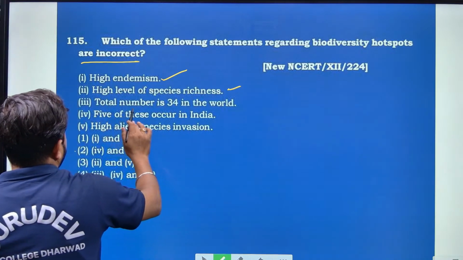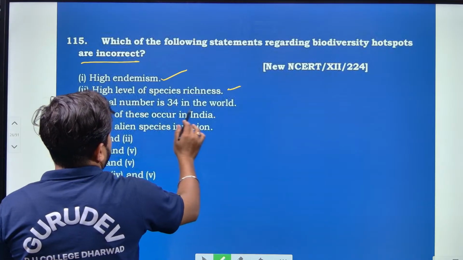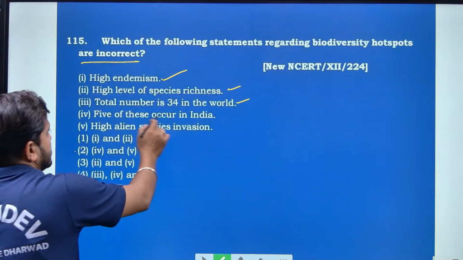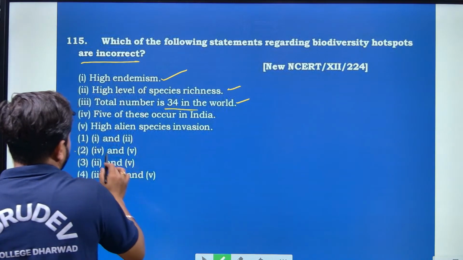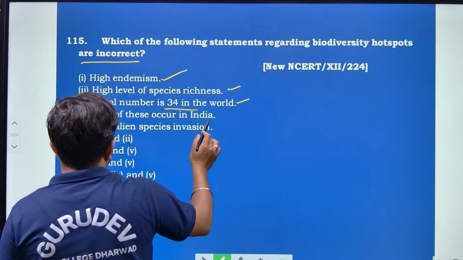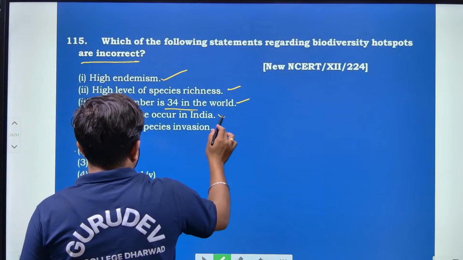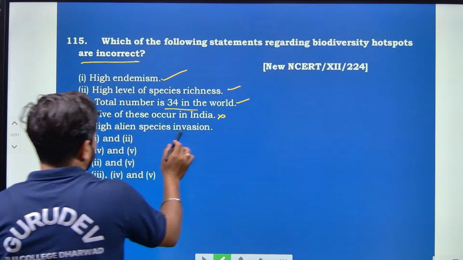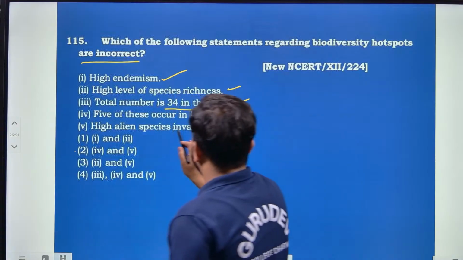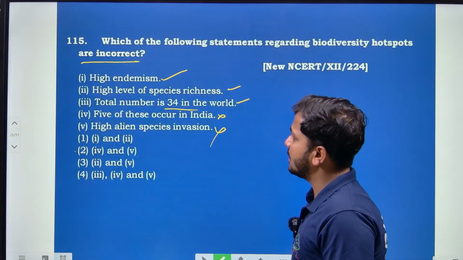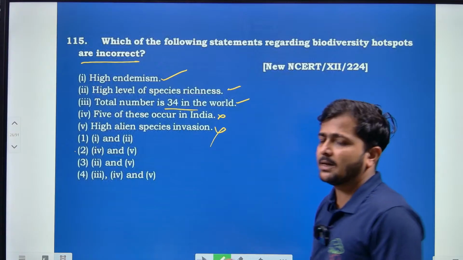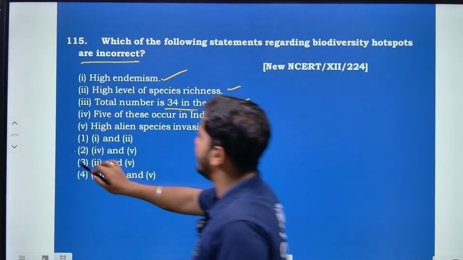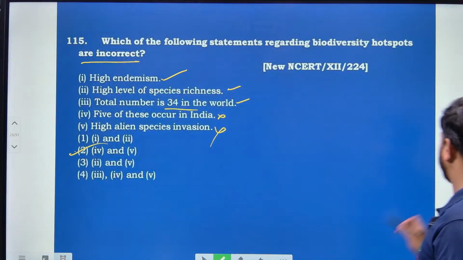Then the total number is 34. So biodiversity hotspots in the world are 34. 5 of these occur in India, right? So this is actually wrong. Then the high alien species invasion, that is even wrong. Majorly, instead of 5, I feel 3 to 4 of these occur in India. So here option 2 is the correct one, right?